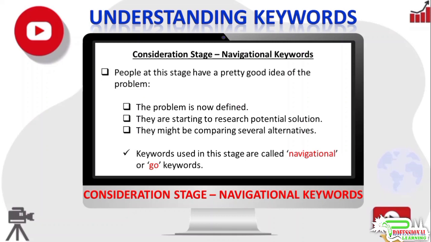The second stage is navigational keywords. People at this stage have a pretty good understanding of the problem. The problem is now defined and they are starting to research potential solutions. They are now looking for services, tools, or suppliers, and they might be comparing several alternative solutions and reading reviews. Keywords used in this stage of the buying process are called navigational keywords or go keywords.